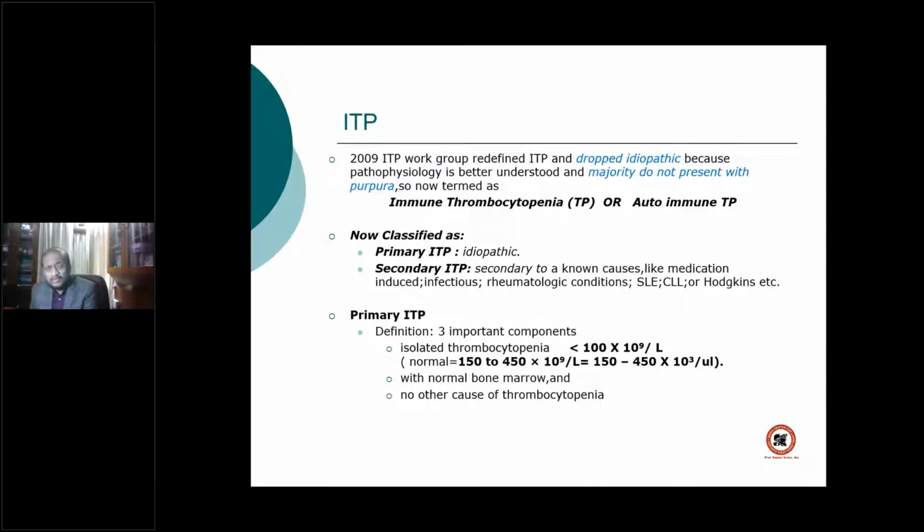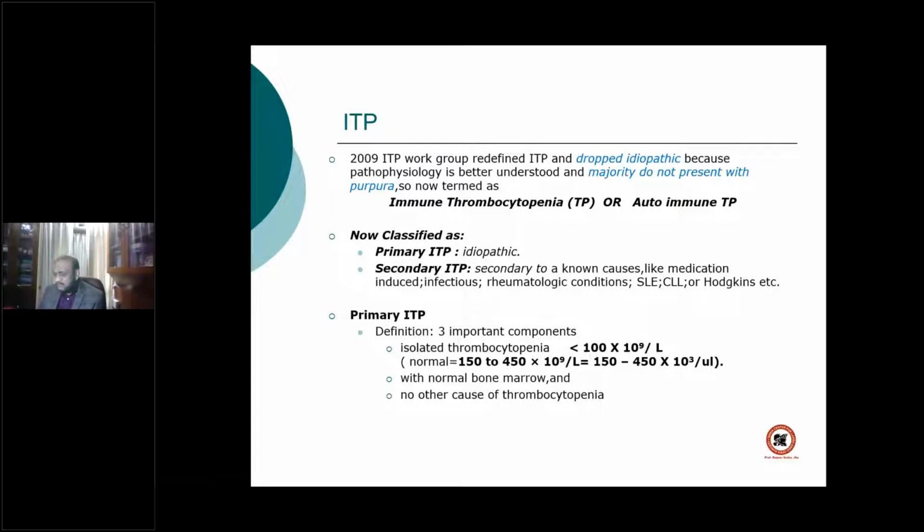And then why did they want to drop the term purpura? Because the majority of these patients who have been grouped as ITP never present with any clinical symptoms of purpura. And that is why the new term, which is now being substituted for ITP, is immune thrombocytopenia or autoimmune thrombocytopenia, right? And this immune thrombocytopenia is now classified under two groups.